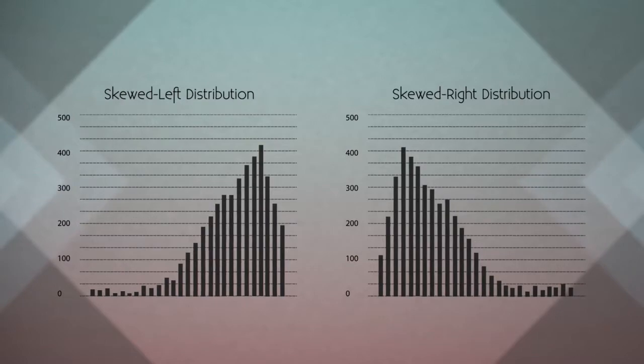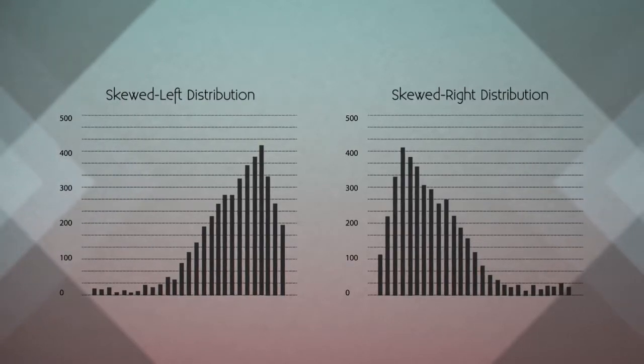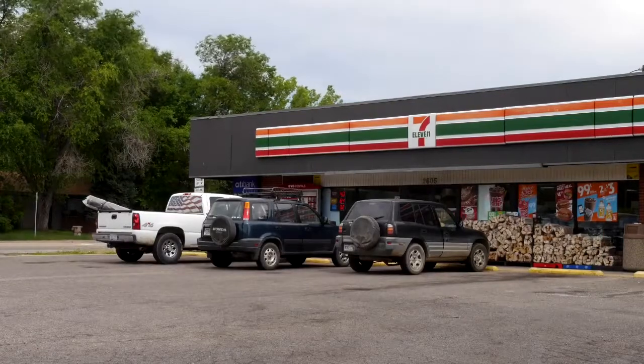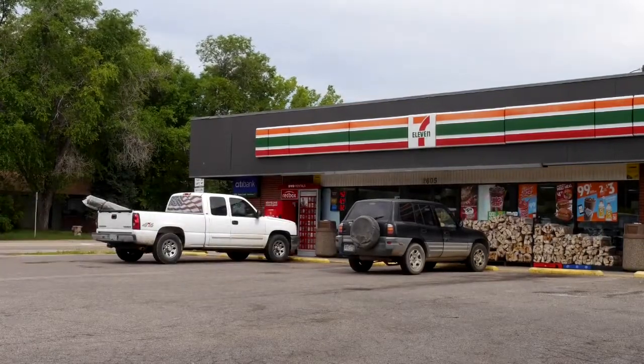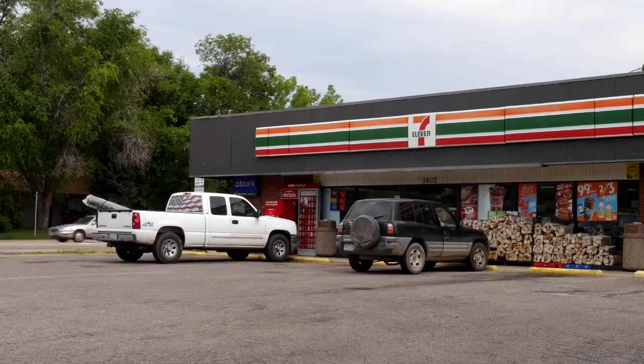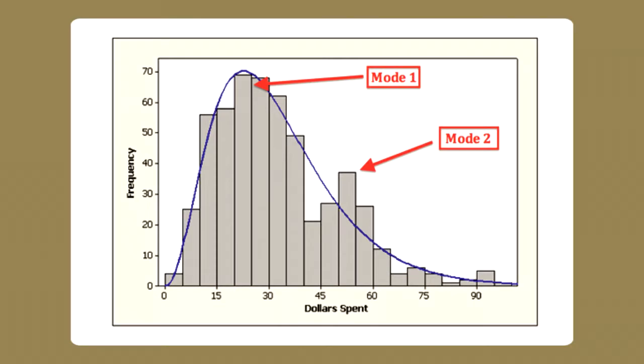Skewed distributions can also be bimodal. Here's an example. A medium-sized neighborhood 24-hour convenience store collected data from 537 customers on the amount of money they spent in a single visit to the store. The histogram displays the data. You can see that the amount of money spent is concentrated around $20 and then concentrated again around $50.